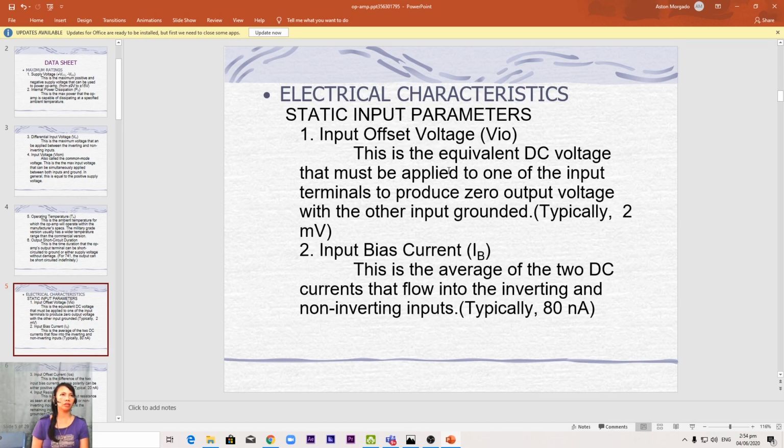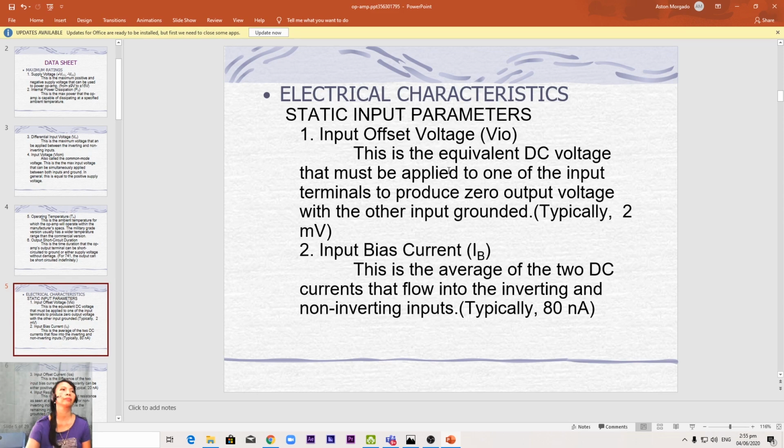Then we have the electrical characteristics. We have static input parameters. Number 1, input offset voltage, or VIO, typically 2 millivolts. This is the equivalent DC voltage that must be applied to one of the input terminals to produce zero output voltage with the other input grounded. Number 2, we have input bias current, typically 80 nanoamperes, the average of the two DC currents that flow into the inverting and non-inverting inputs.